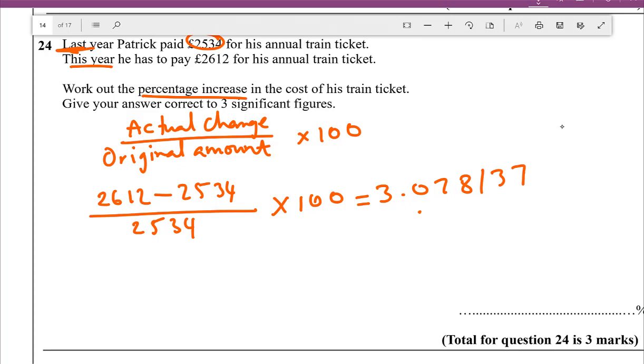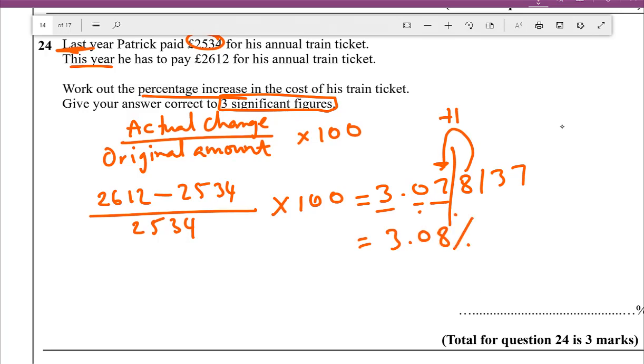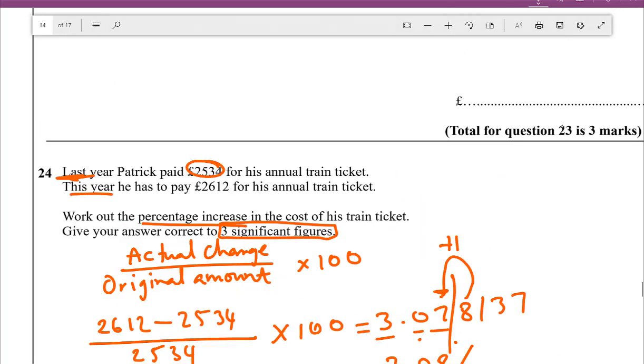Now, because it's asking us to round it to 3 significant figures, I did not round it straight away, because if you try to round it straight away, you could possibly make mistakes. So write the answer first and then round it to 3 significant figures. We've got 1 significant, 2, 3. Draw the line after the third significant figure. Look at the number after the line. Is it 5 or over? Yes, it is 5 or over. So we're going to add 1 to this number here. So our final answer is 3.08%. So that was question 24.